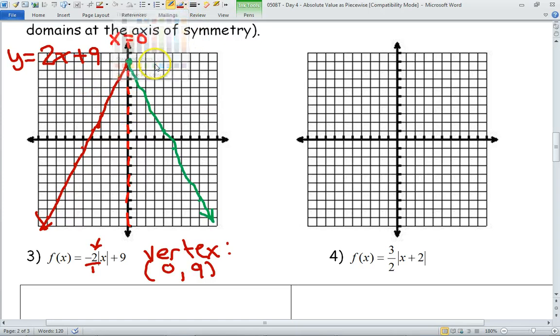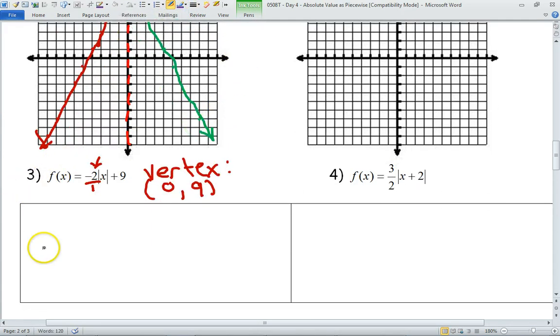Now, the green side over here. This side has a negative slope. So instead of a positive 2, this side has a slope of negative 2. Negative 2x plus 9. Same y-intercept. That won't always be the case, but since the vertex is on the y-axis, the y-intercepts are the same. So I have my two pieces. I have my axis of symmetry showing me where one piece stops and the other piece begins. I am ready to write my piecewise function.